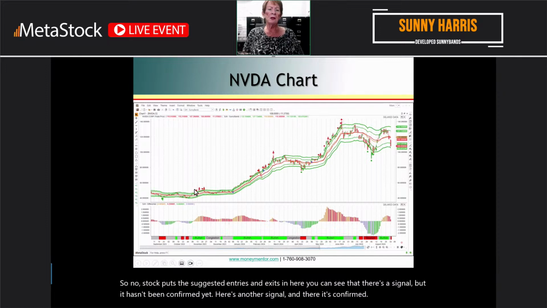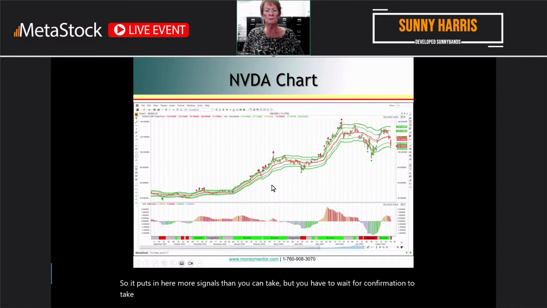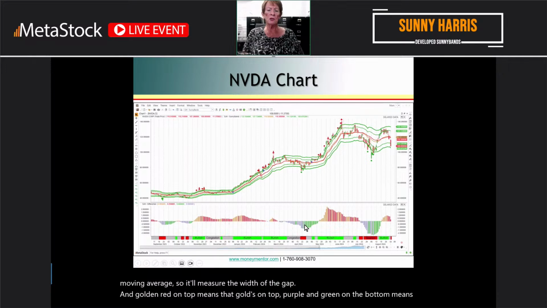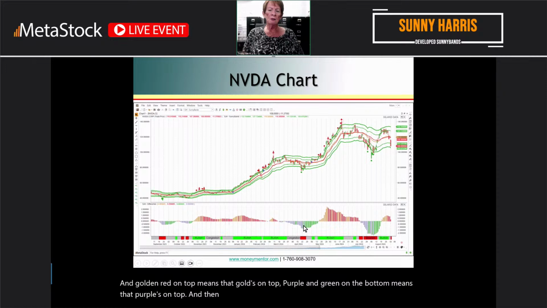So it puts in here more signals than you can take, but you have to wait for confirmation to take it. This chart in the second window is my dynamic moving average histogram. It measures the difference between the gold line and the purple line, which is the dynamic moving average. So it'll measure the width of the gap. Gold and red on top means that gold's on top. Purple and green on the bottom means that purple's on top. And then they switch colors as the direction switches. So often this change of color is a good place to enter.